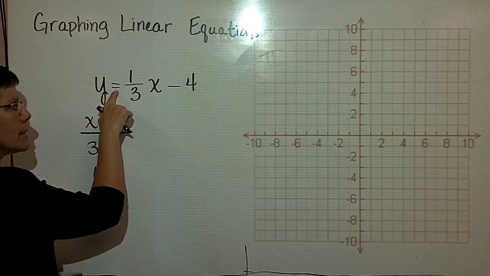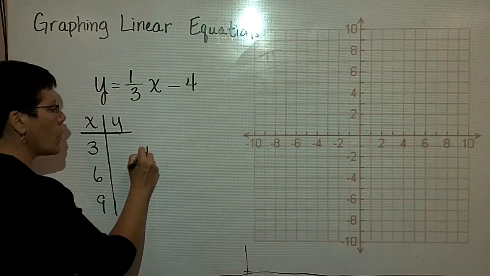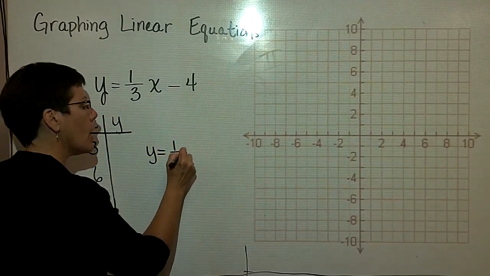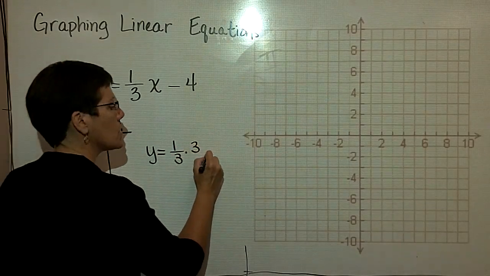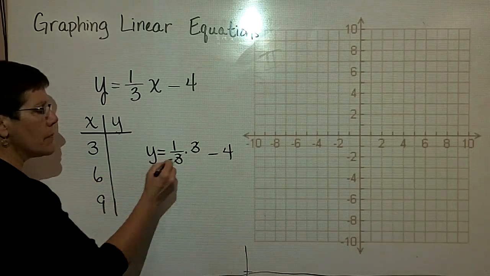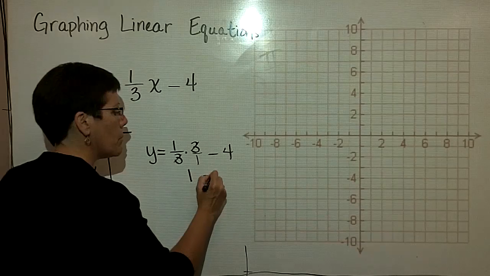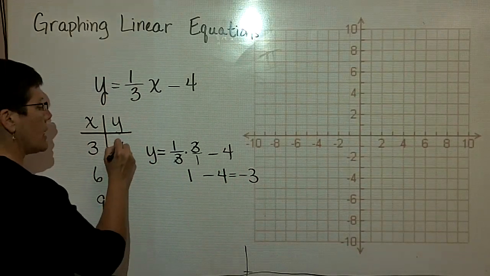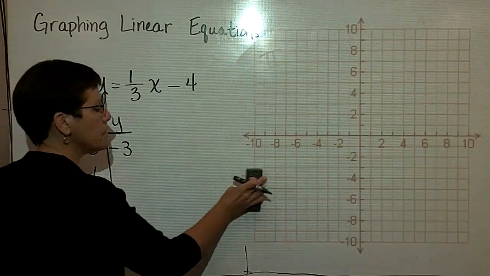So y is whatever 1/3 of x minus 4 is. So y is 1/3 of x, which is 3, and then I will subtract 4. I'll do this multiplication first, so those cancel out, because that was a 3/1, and that is equivalent to 1 minus 4, which is a negative 3, and I'll put that in right here. To give myself a little space, I'm going to erase that.